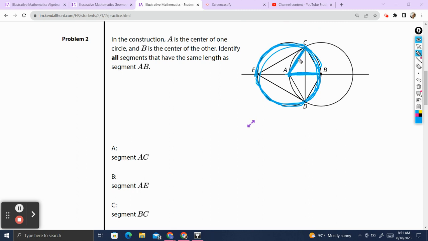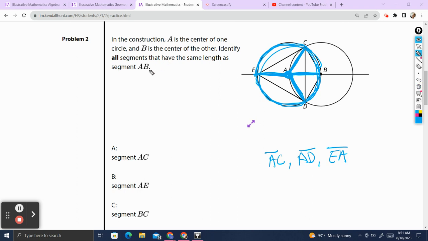So I see this is a radius of the same circle, AC. I see this is a radius of the same circle, AD, and I'm going to put lines on top because they are segments. And I see this is a radius of the same circle, and I know they're radii because they go directly from the center to the edge, EA. Because they are all radii of the same circle, I know that they are congruent, or have the same length.